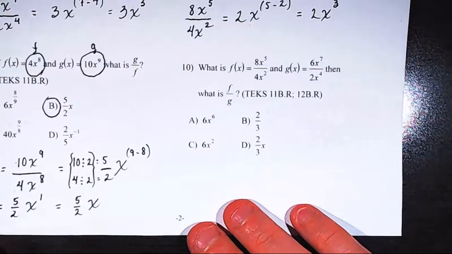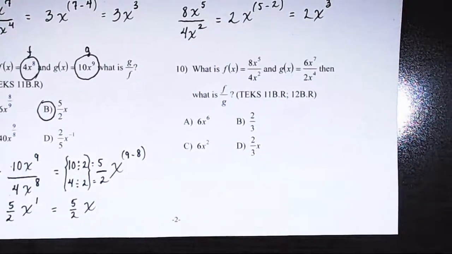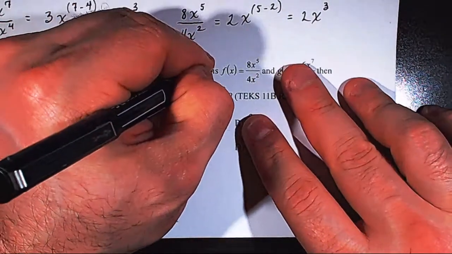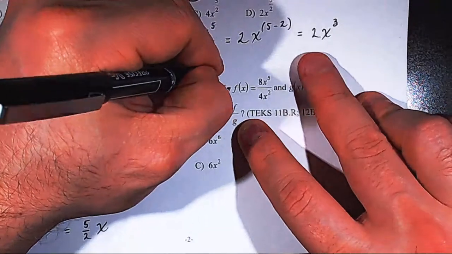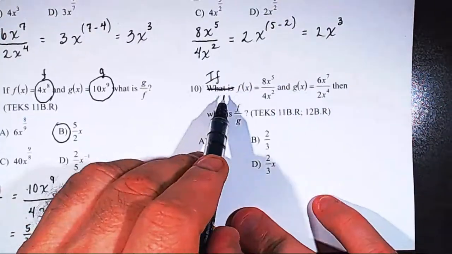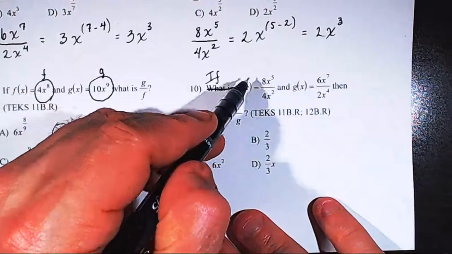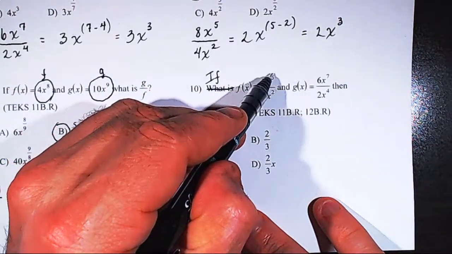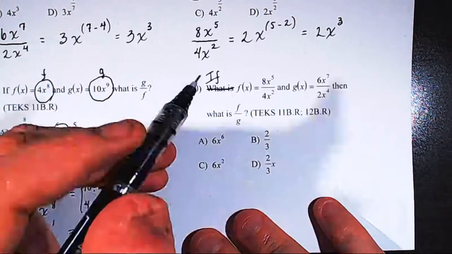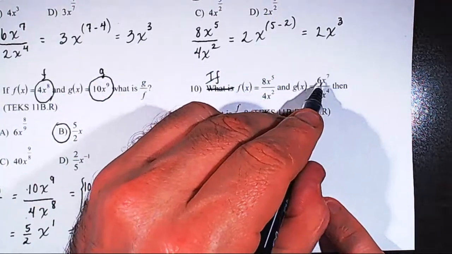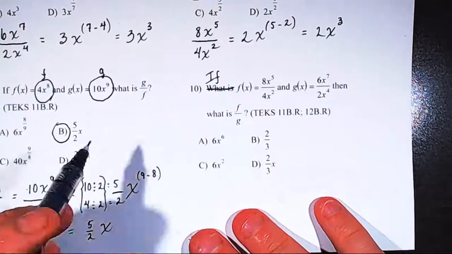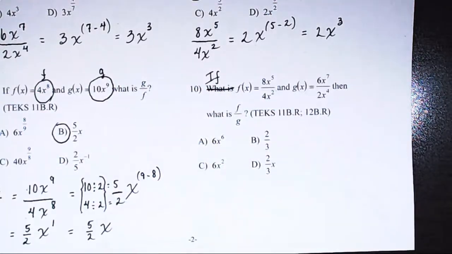Okay, number 10. This is actually a printing mistake; it's actually supposed to say if. If f of x equals 8 times x raised to the 5th power divided by 4 times x raised to the 2nd power, and g of x equals 6 times x to the 7th power divided by 2 times x to the 4th power, then what is f divided by g?